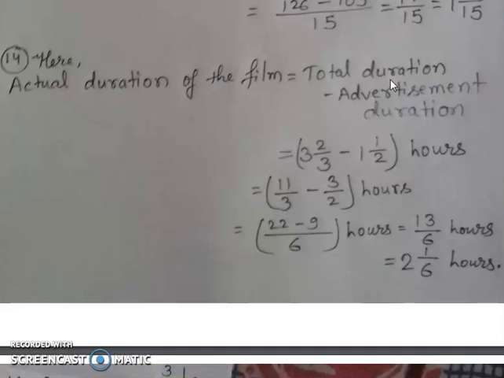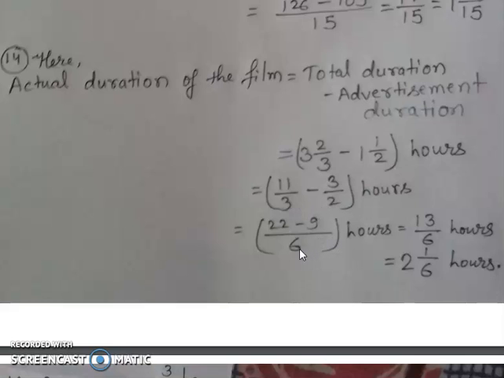When you see total duration, it is given 3 2 by 3. Okay, and advertisement duration is 1 by 2. So what happens? 3 3 is 9 and 2 is 11. 11 by 3 minus 2 1 is 2 and 1 is 3 by 2. Okay, and it is in hours, so I had written hours over here. So I had taken the LCM of 3 and 2, that is 6.